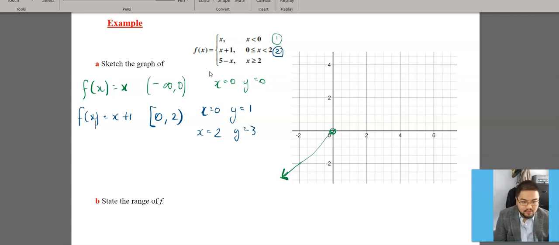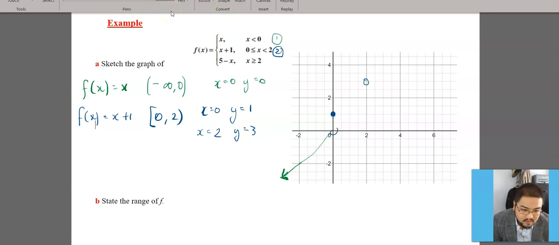So let's join those 2 points. So at 0, 1 is here. Can it equal 1? Yep. And it joins up to 2, 3. So 2, 3 is around here, and it cannot equal that. So I'll have an open dot. I should probably draw this one as an open dot as well, guys.